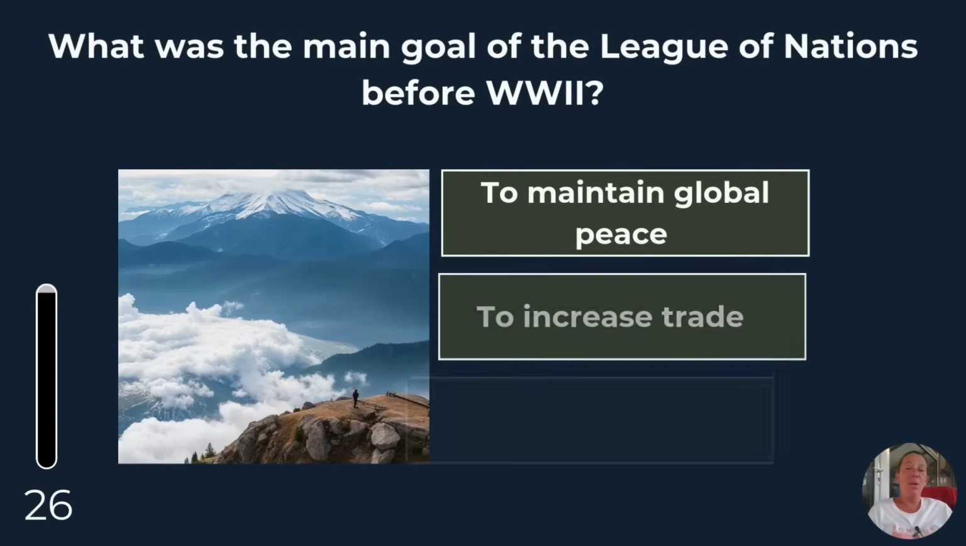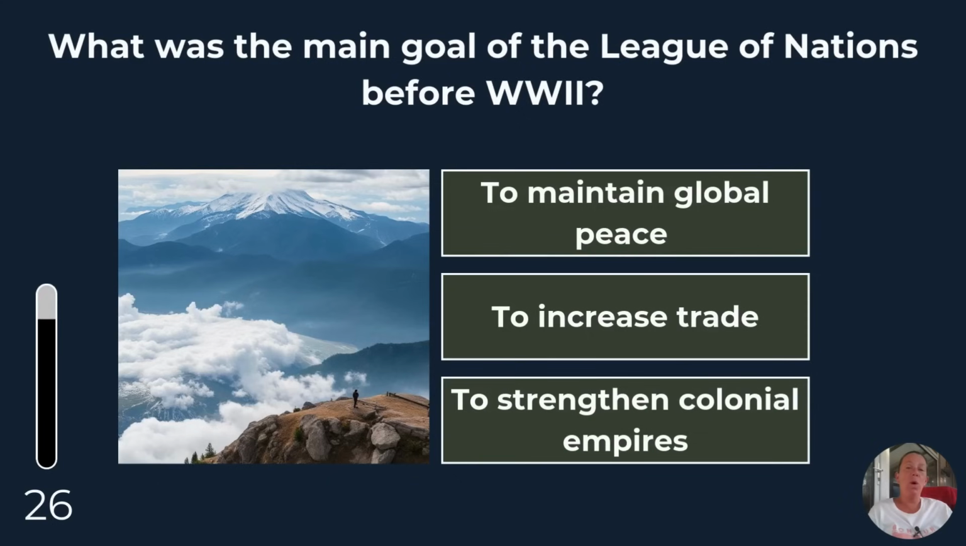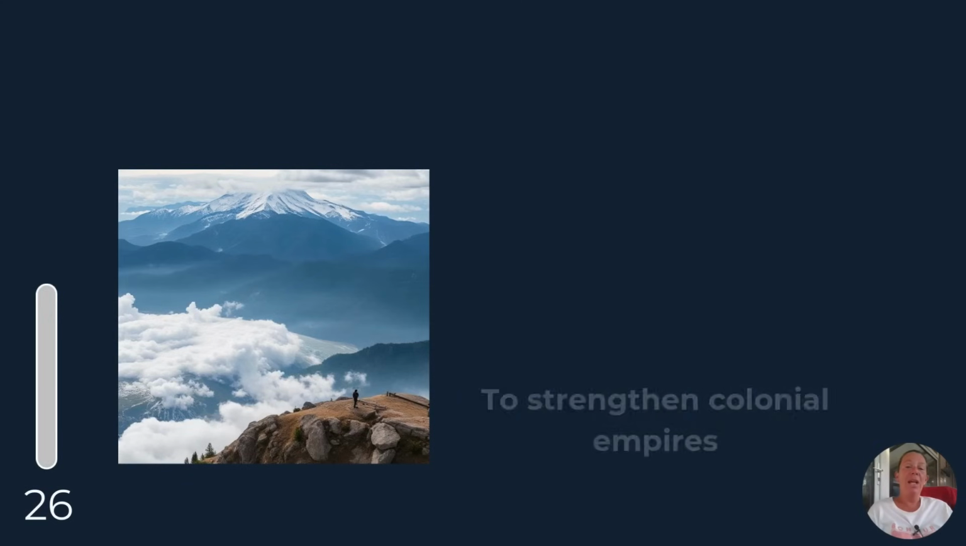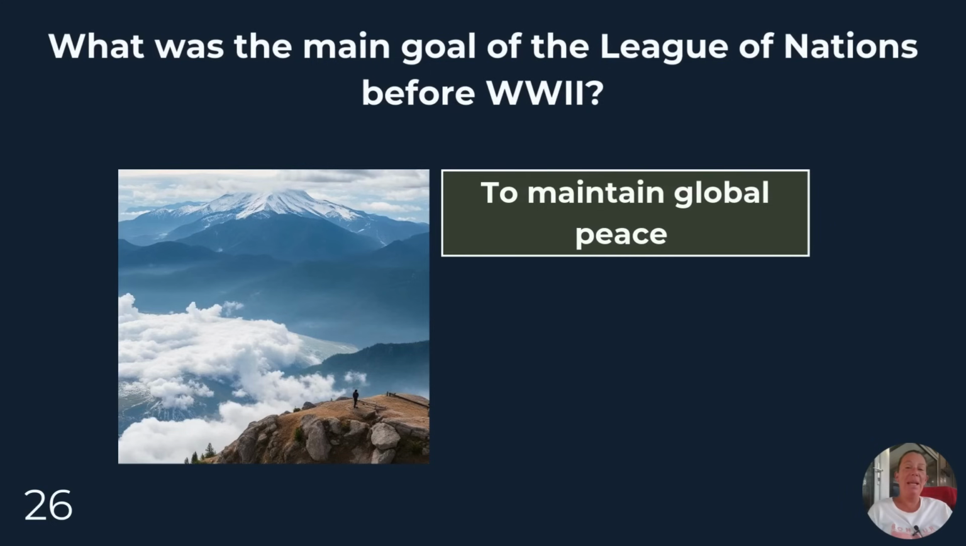What was the main goal of the League of Nations before World War II? To maintain global peace, to increase trade, or to strengthen colonial empires? To maintain global peace.